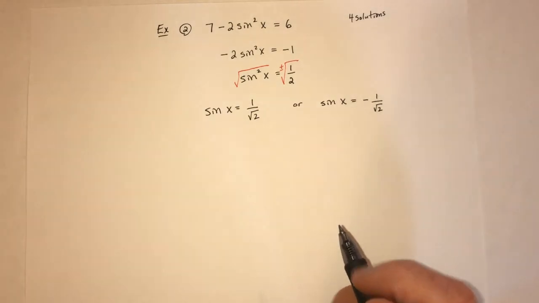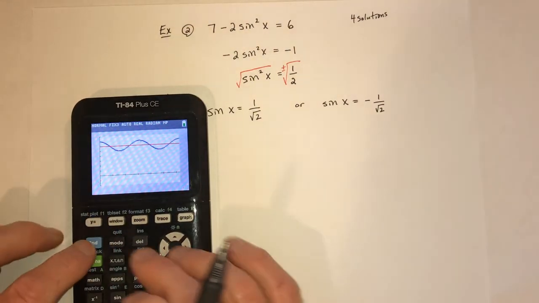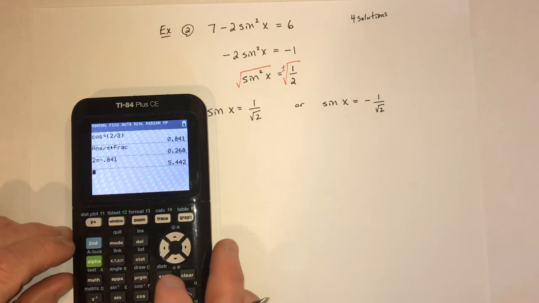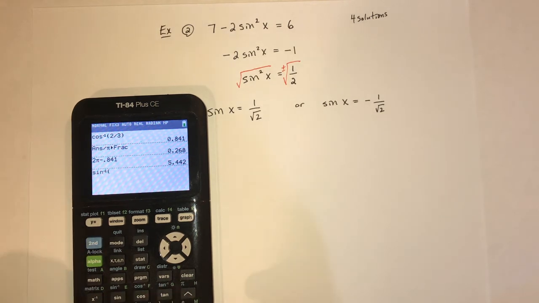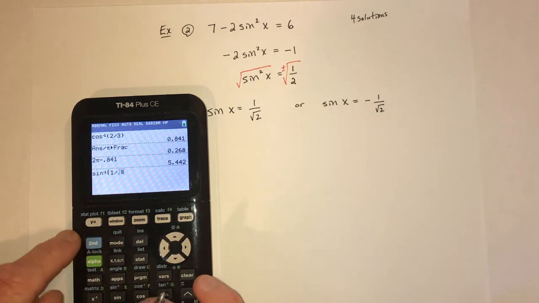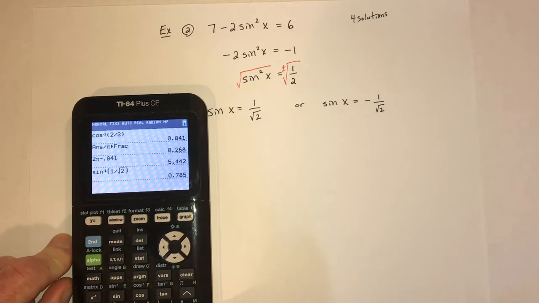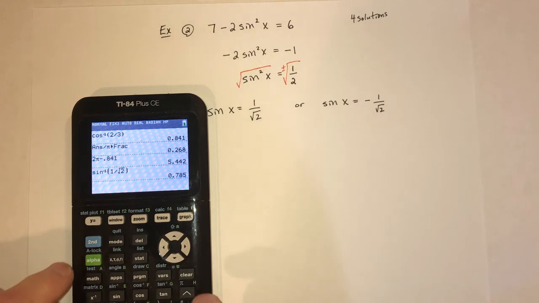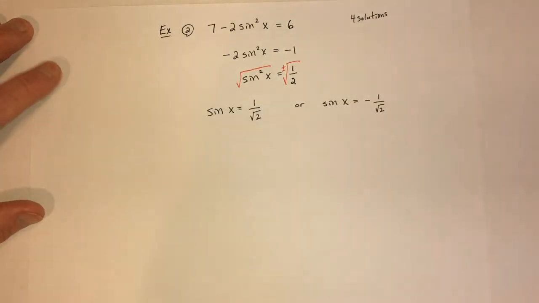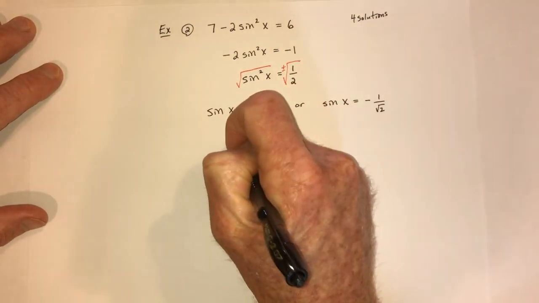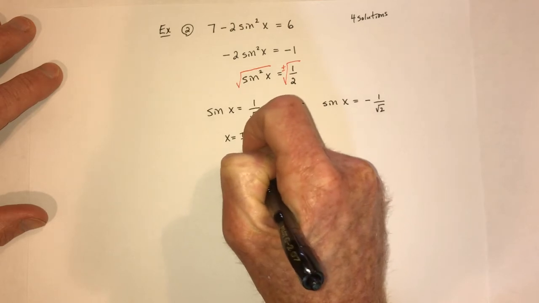So if I do sine inverse of 1 divided by the square root of 2, it gives me a 0.785. And I'd like to see if that is pi over something. So I'll divide it by pi and then go to math, convert that to a fraction. It's actually pi over 4. So x is equal to pi over 4.